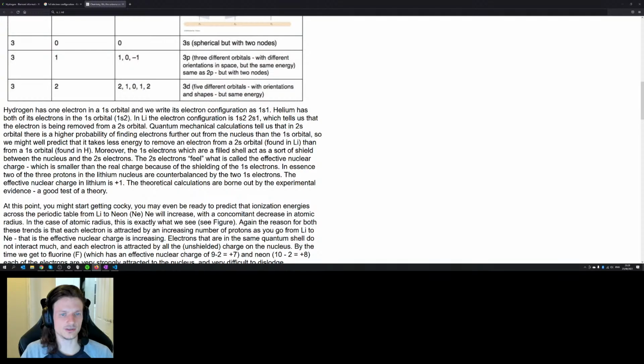Quantum mechanical calculations tell us that in a 2s orbital, there is a higher probability of finding electrons further out from the nucleus than the 1s orbital. So we might well predict that it takes less energy to remove an electron from a 2s orbital found in lithium than from a 1s orbital found in hydrogen.